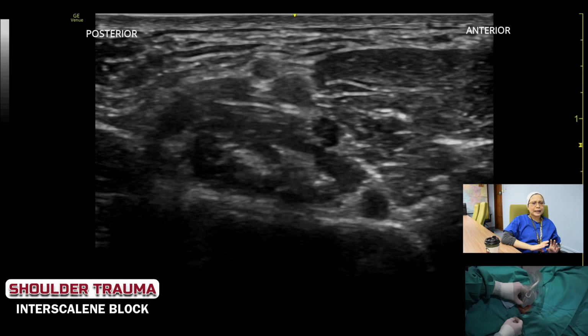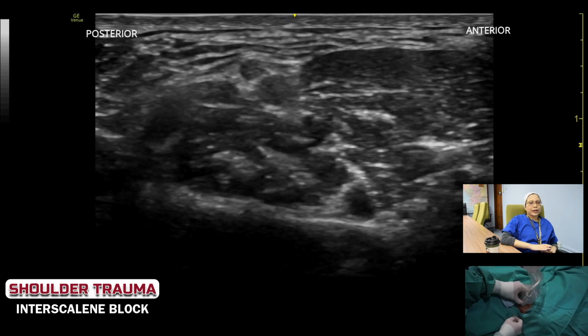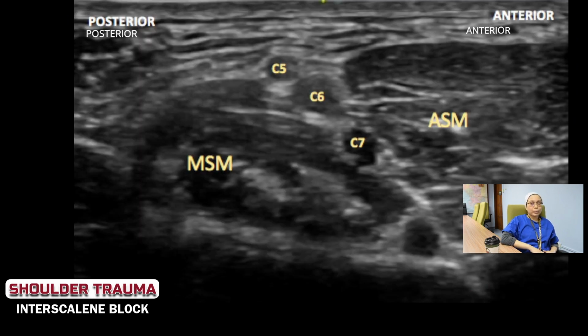Now let me highlight the important structures that we need to identify when performing an interscalene block. This is an ideal sonoanatomy. It shows that the brachial plexus, more specifically the C5 to C7 roots, are being sandwiched between the anterior scalenus muscle and the middle scalenus muscle. Moving medially, the vertebral artery can be seen lying deep to the anterior scalenus muscle.